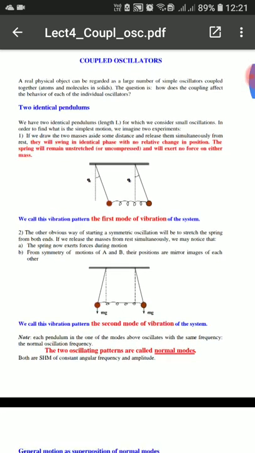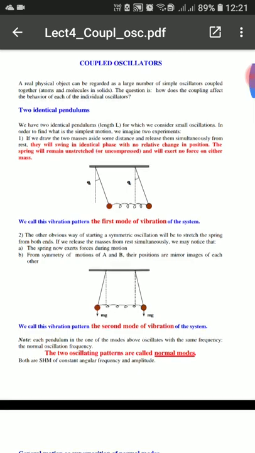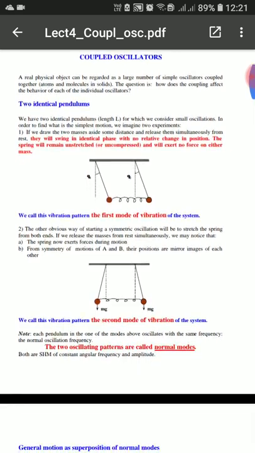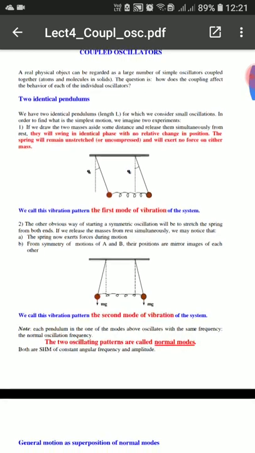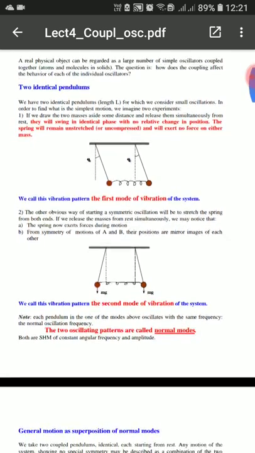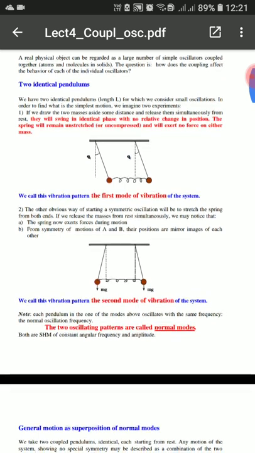Two identical pendulums. We have two identical pendulums of length L for which we consider small oscillations. In order to find the simplest motion, we imagine two experiments. Let us take the first one.